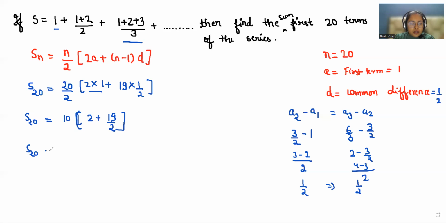Now S20 equals, if we multiply 10 with the bracket, 20 plus 190/2. We can write 190/2 as 95, or you can take the LCM as well and then solve it. So 95 plus 20 is 115. So for this expression, the sum of the first 20 terms is 115.